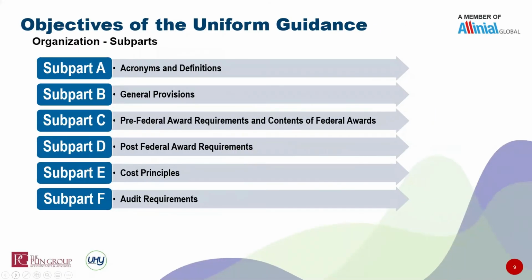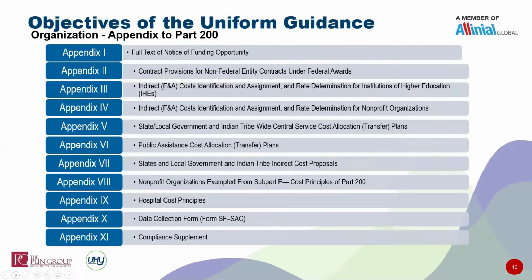So you can see the objectives of the uniform guidance are organized in some parts. Subpart A provides those standard definitions and data dictionary, general provisions, pre-federal award requirements, and contents of federal awards. We won't be focusing on that. We're really focusing more on subparts D, E, and F, which is post-federal award requirements in this session, cost principles, as well as audit requirements.